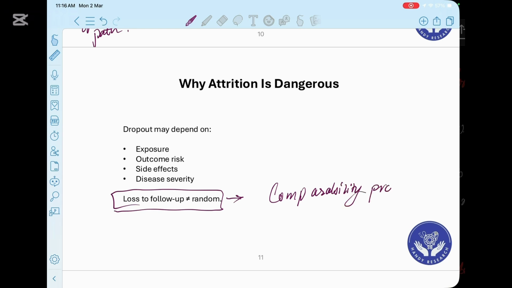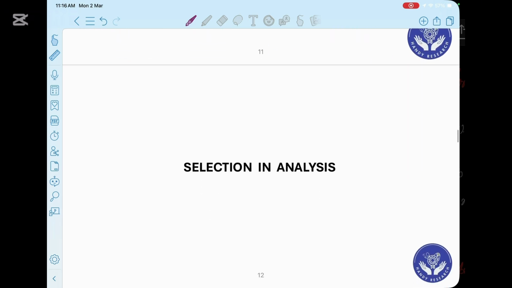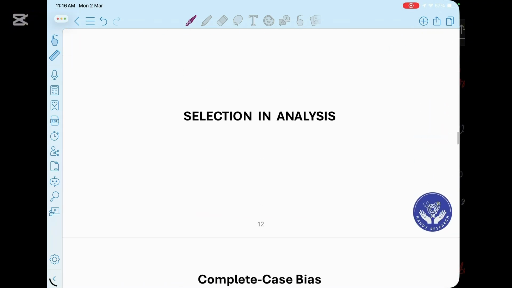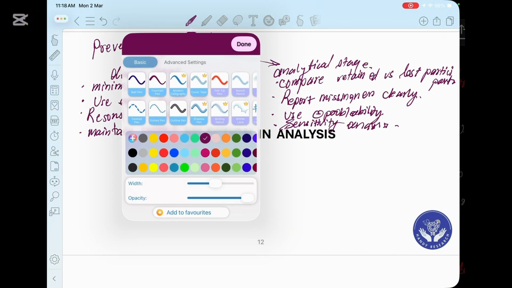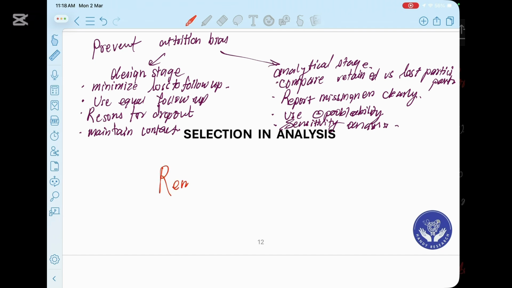Do you know how to prevent attrition bias? We always know there are two stages, the design stage and the analysis stage. We have already explained this in our previous lecture. In the design stage we can minimize loss to follow up, use equal follow up procedures in all groups, record reasons for dropout, and maintain regular contact. While in the analytical stage, compare retained versus lost participants, report missingness clearly, use inverse probability weighting, and perform sensitivity analysis. But remember, prevention is always better than correction, so it is better to act at the design stage.